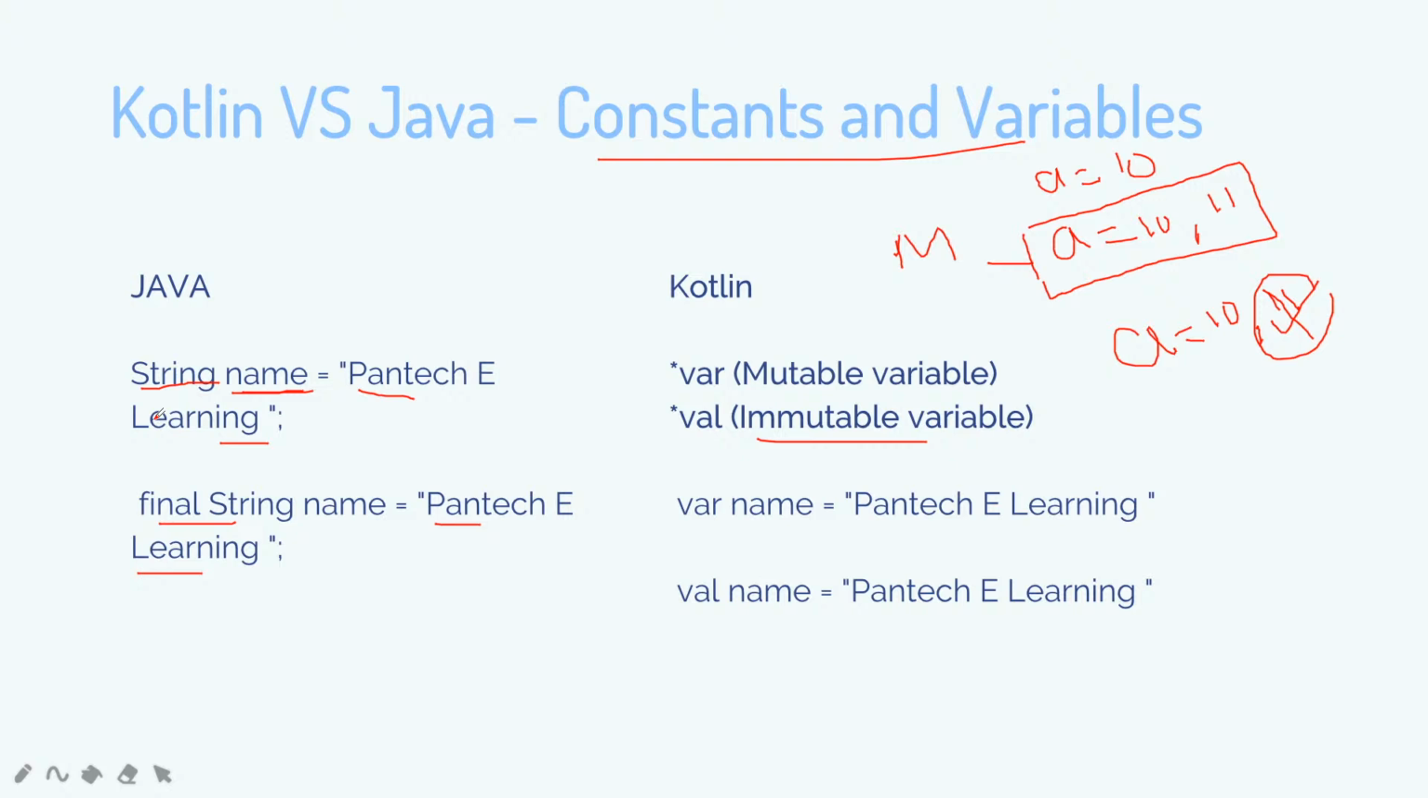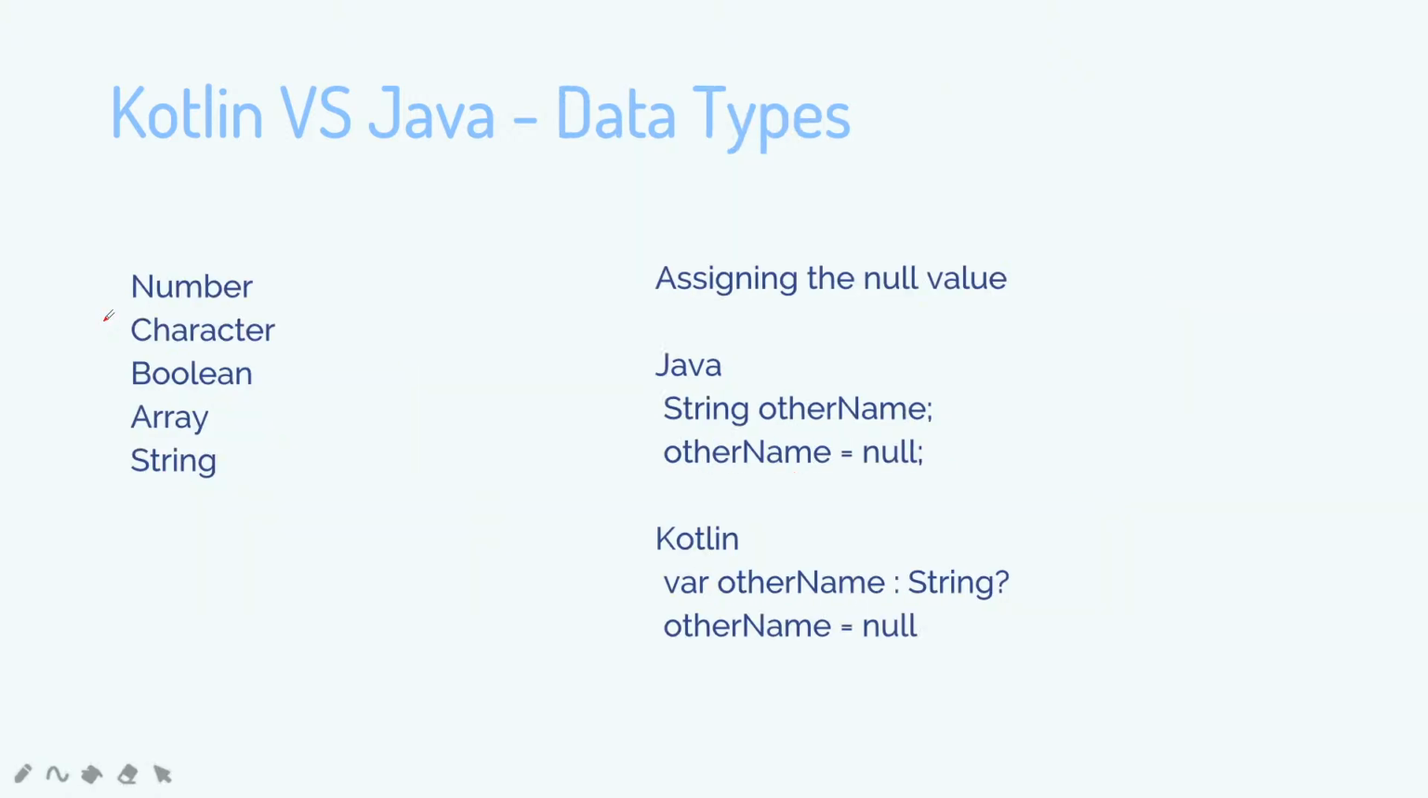Okay, so if you want a mutable variable, you can use var, so it's mutable. If you are using val, it's immutable. That is the difference between constant and variables. So it's easy compared to Java, right? Just mutable means var, immutable means val. That is easy only.